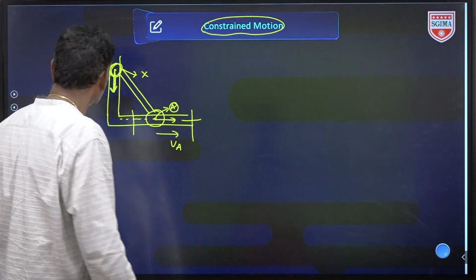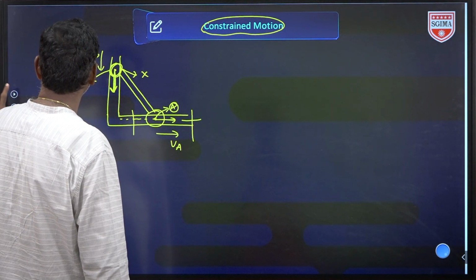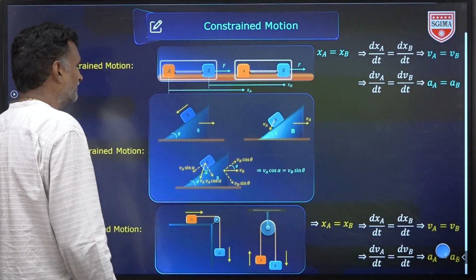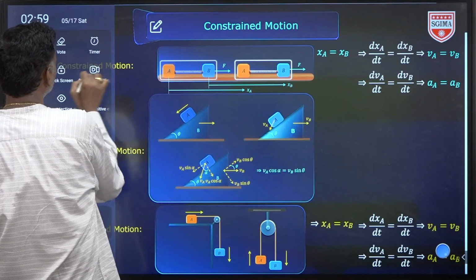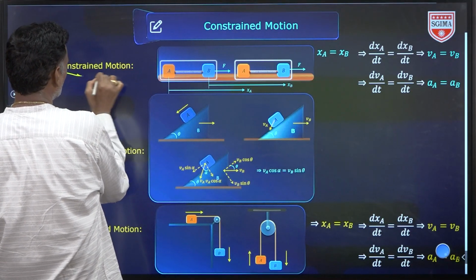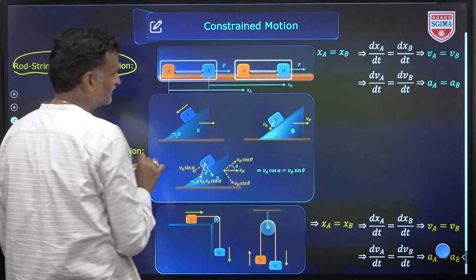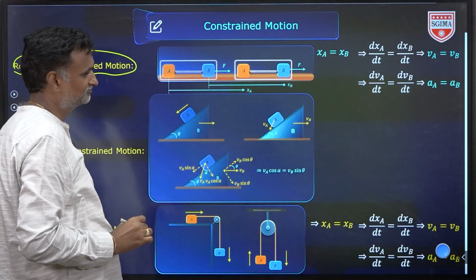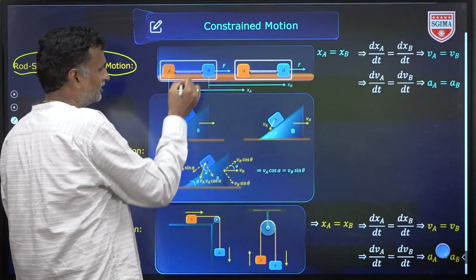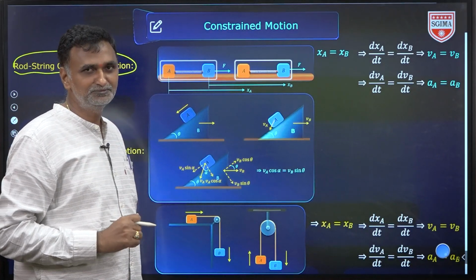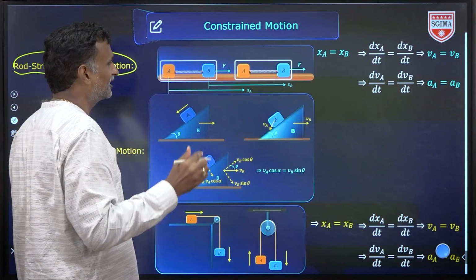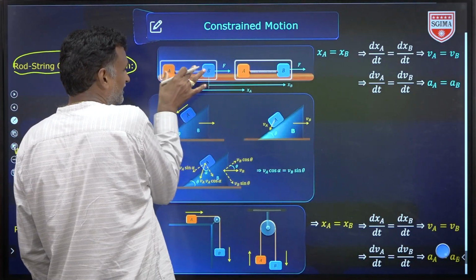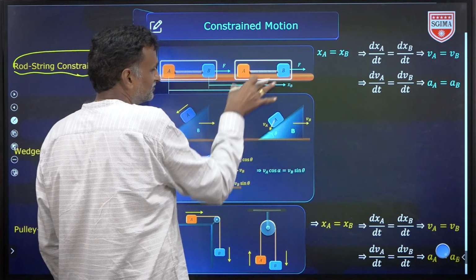Now, next, the first one is rod-string constrained motion. Here it is given. This is actually a rod and both the blocks are fixed here. Instead of a rod you can take a thick string also, there is no problem, which can explain the distance. Suppose these are the initial positions, these are the final positions.